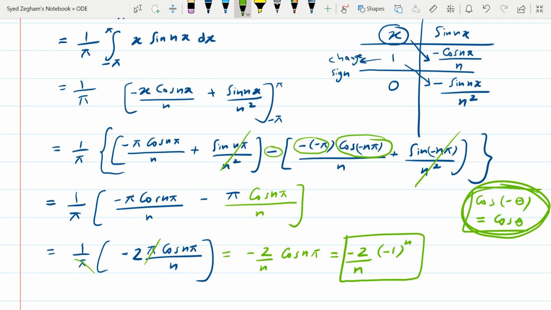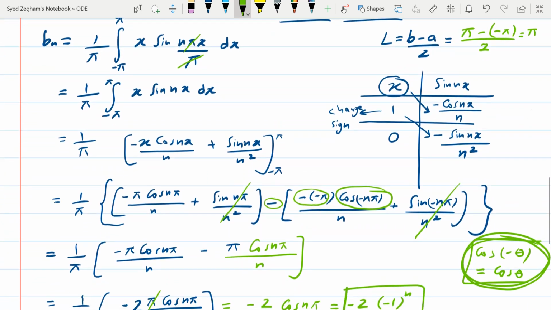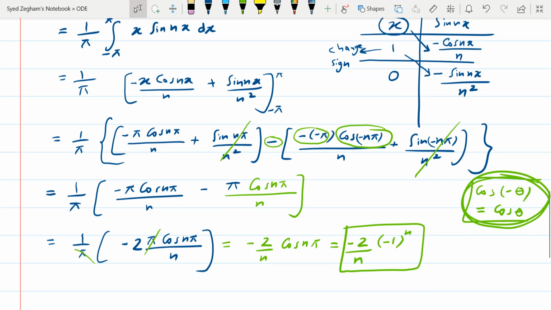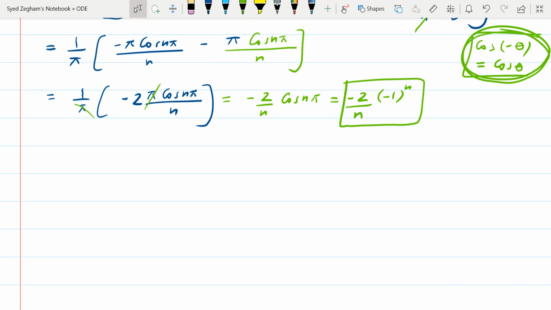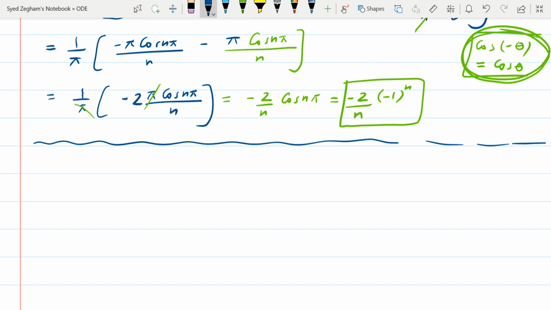So finally you have got the value of the Fourier coefficient. We wanted to find the value of Bn, and we have got the value of Bn: minus 2 by n multiplied by minus 1 power n. So this is what we required, and now we are in a position to write the Fourier series.